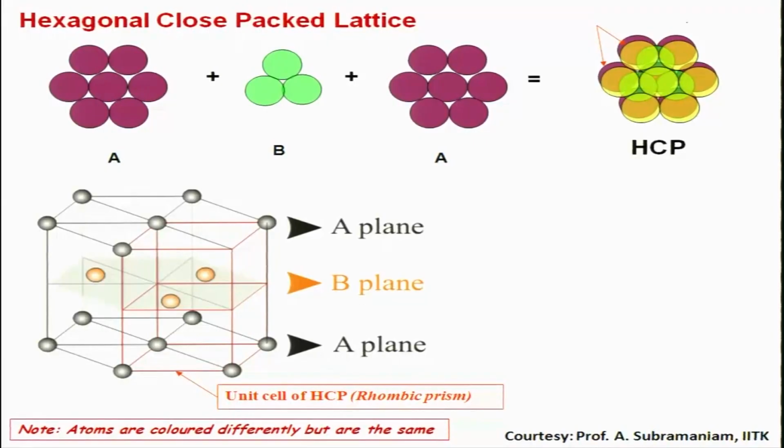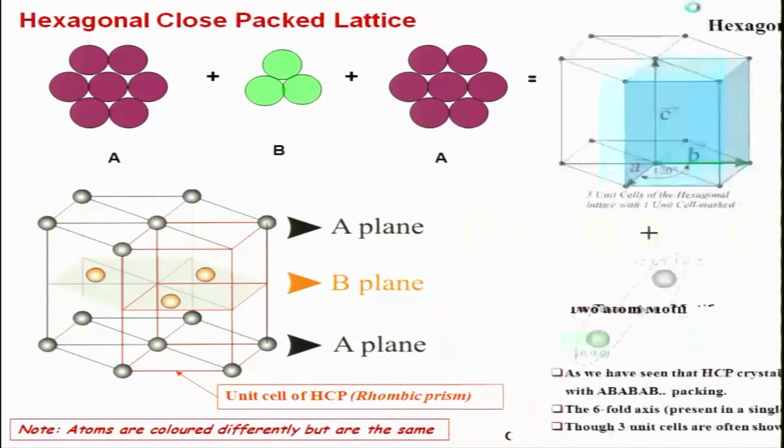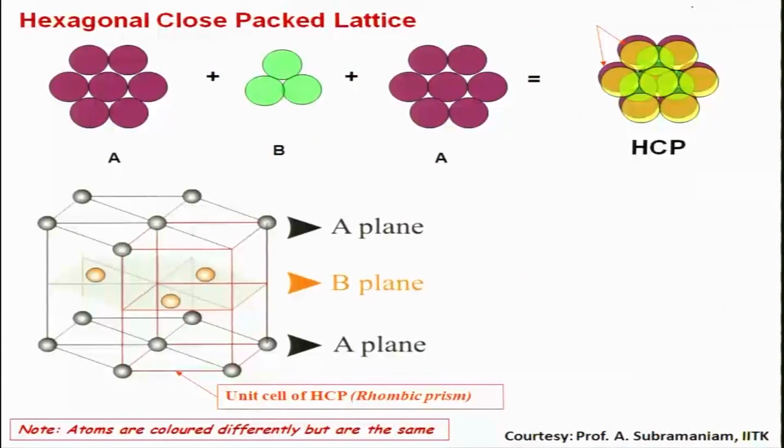So this is my A layer, these are B layers, and this is again an A layer, basically on top of each other. Crystallographically you will see it like this. You have A plane, you have B plane, and you have A plane again. So this is basically the hexagonal close packed crystal unit cell.